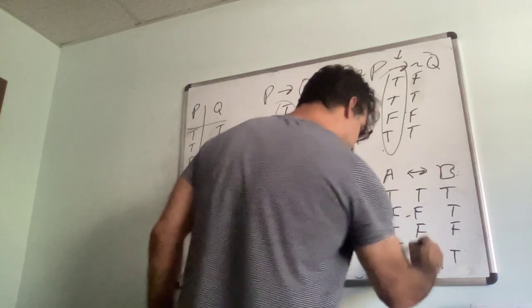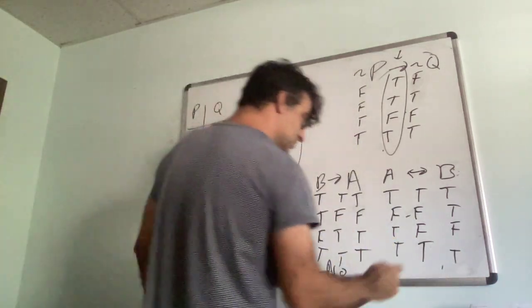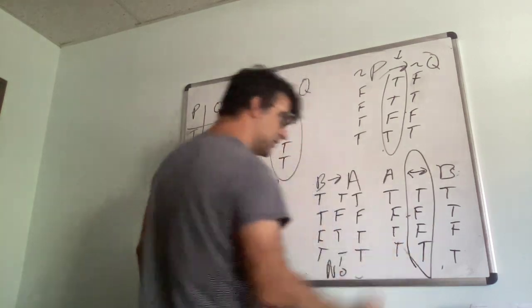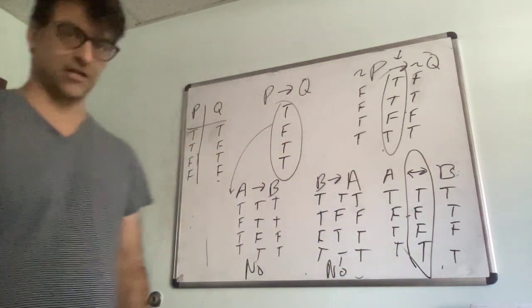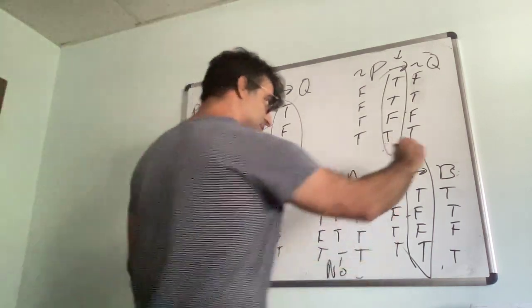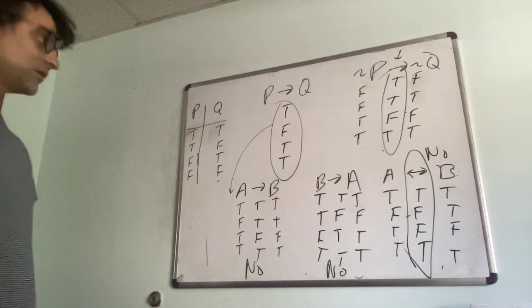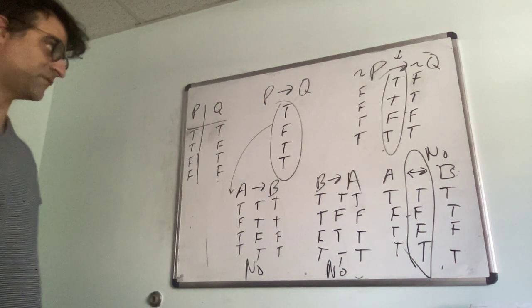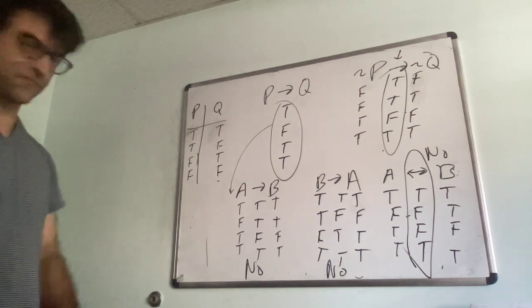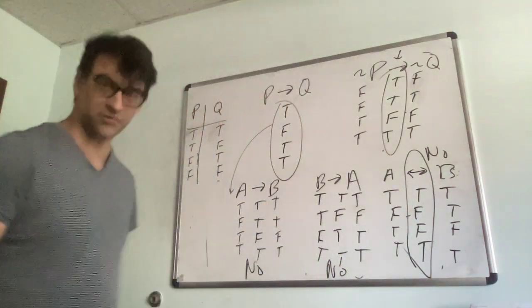This is true. Sometimes they have the same truth value, but they don't have the same truth value in every scenario. So again, the answer is no. They are not logically equivalent. It's possible for them to have opposed truth values for given truth values for A and B.